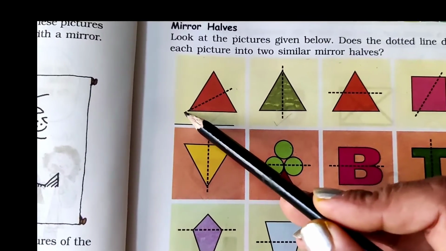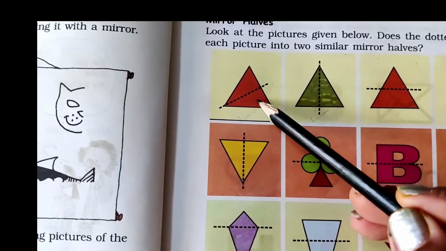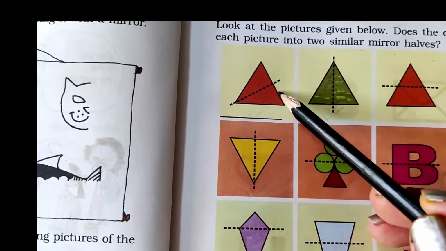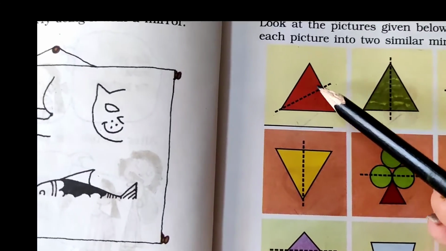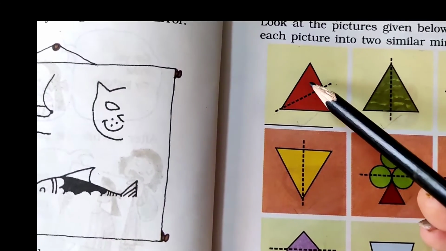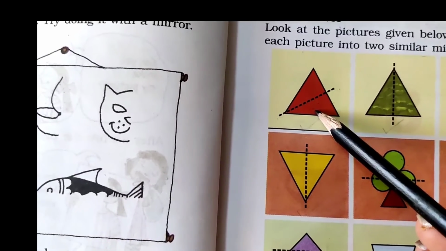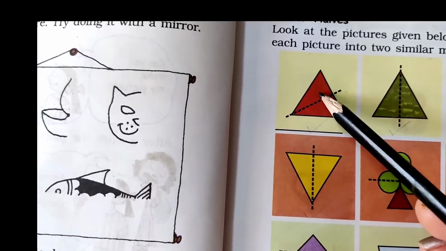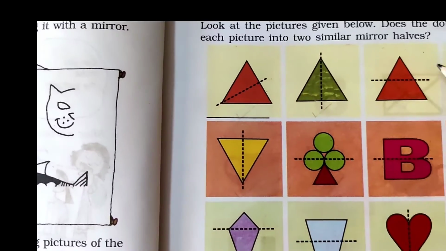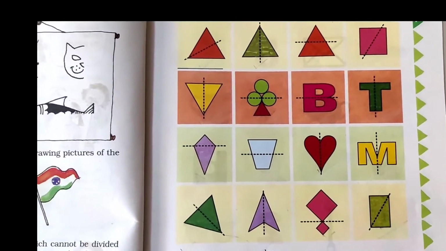If a line passing through a figure divides the figure exactly into two halves, that is called mirror halves. See, this line is passing through this triangle and it is dividing this triangle into exactly two parts. So this is called a mirror half. Each part is a mirror half of the other one. So you have to find out of these figures how many are in mirror halves.